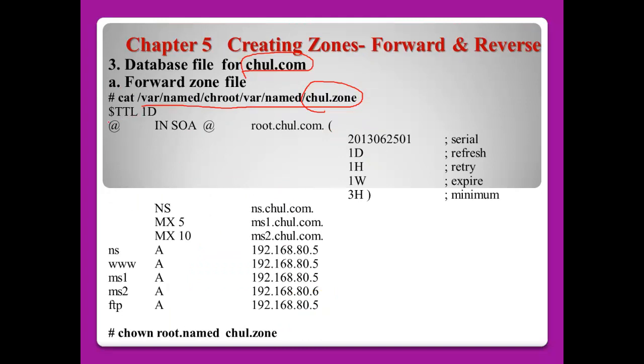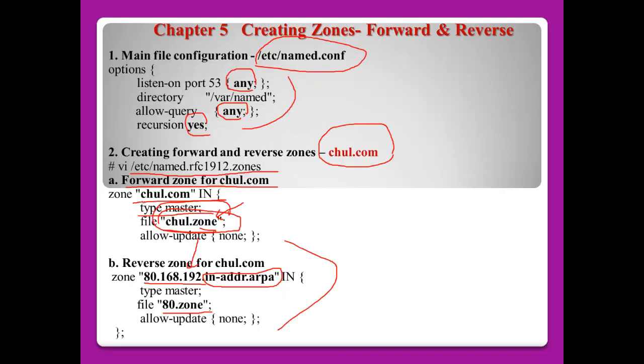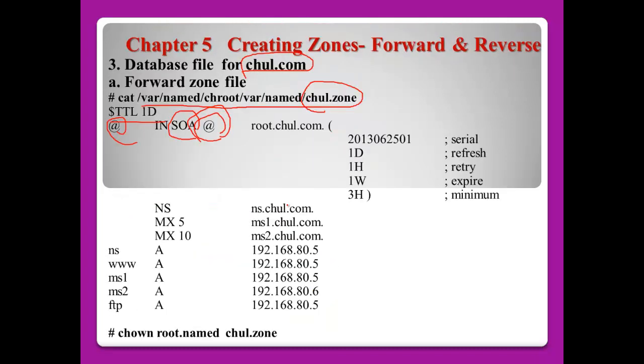So here, the TTL is 1 day and the start of authority. The @ means, in my case, here in this file. The first @ and the other @ mean this one, chol.com, the default domain. And root.chol.com is the email address of this name server. And this one is a serial number. In my case, I decided like this: 2013, June the 25th, and the first serial number. And the refresh, retry, expire, minimum are the default settings.